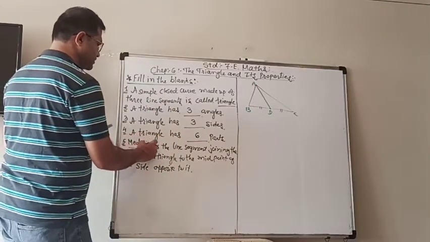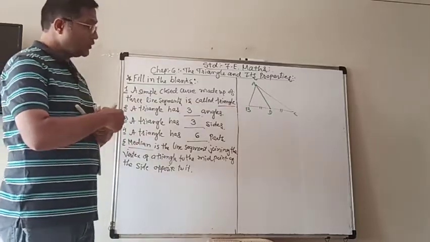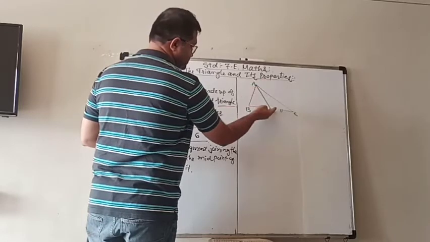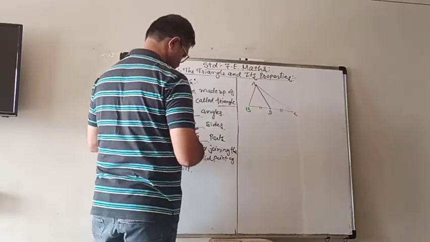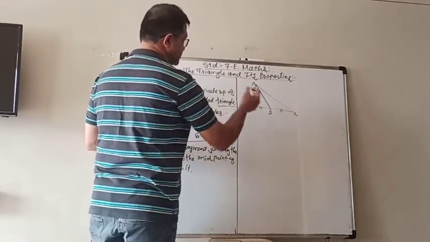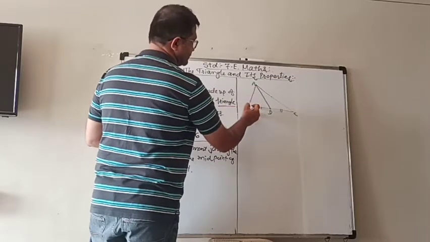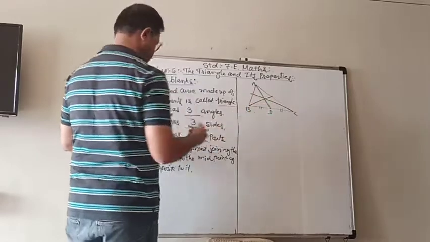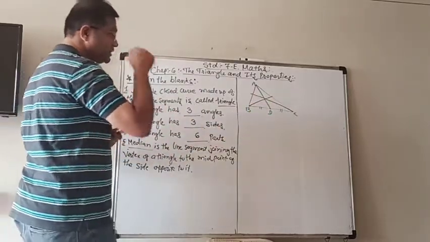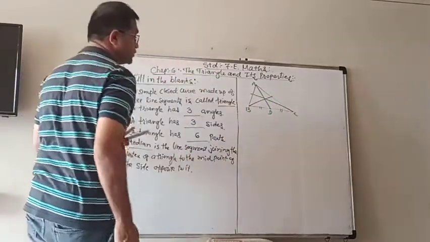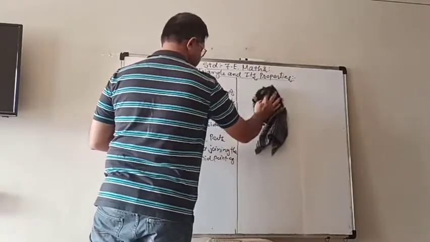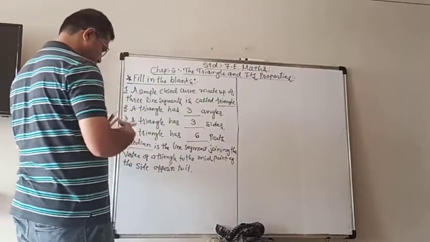Median is the line segment joining any vertex to the midpoint of its opposite side. Similarly, we can have another one if you take the midpoint here. All are the three medians of the triangle. So you have to remember that when there is a midpoint, it is the median of the triangle.